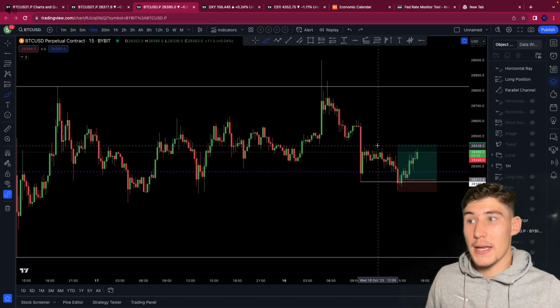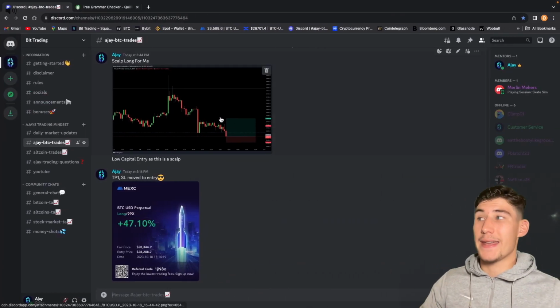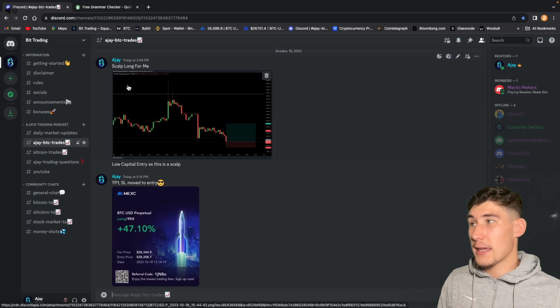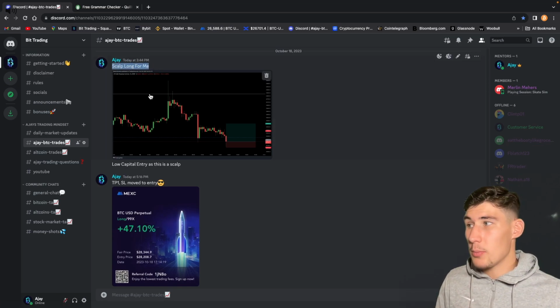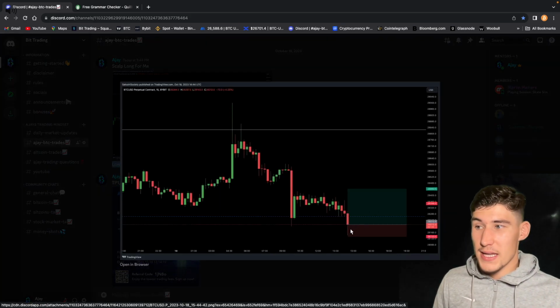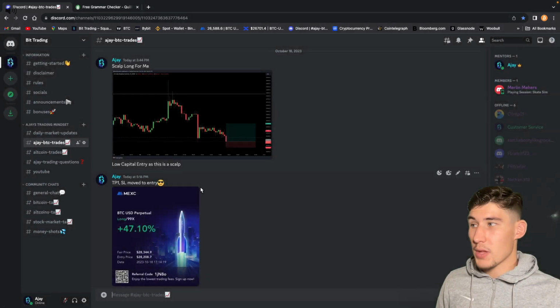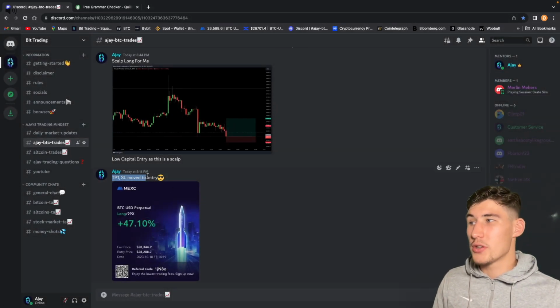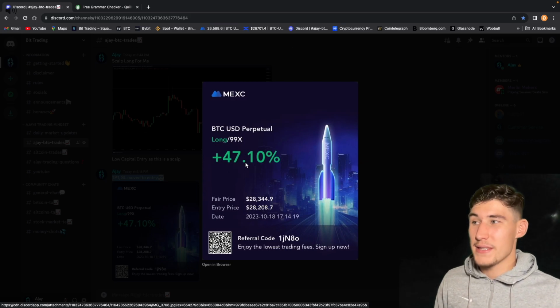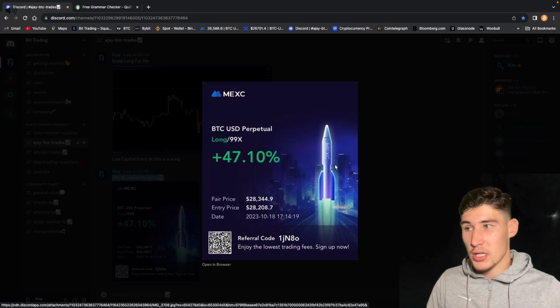Well, we are in a long position as of right now, and I did give this long position to my Visionary members on the Visionary Discord. I very clearly stated scalp long for me, and I said low capital entry as this is a scalp, as in a scalp trade. So I gave the setup to my members right here, and as you can see very quickly we took TP1 and moved that stop loss to entry. It was a TP1 at 47%, such an amazing trade there.